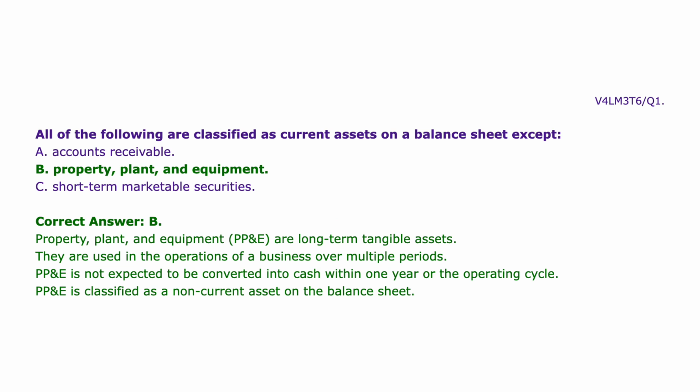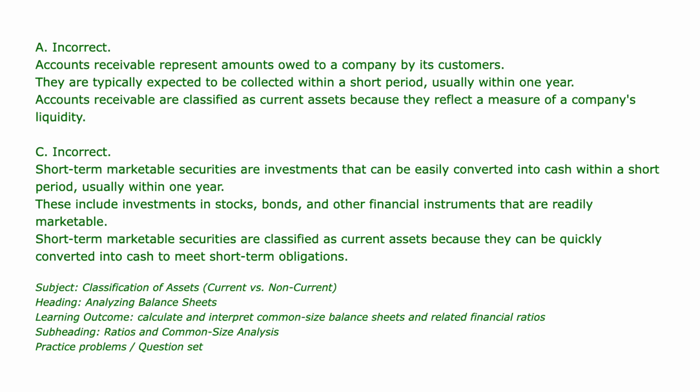Property, plant, and equipment, PP&E, are long-term, non-current assets used over multiple periods, not expected to be converted into cash within 1 year. A. Accounts receivable are current assets because they are collectible within a year. C. Short-term marketable securities are current assets because they can be quickly converted into cash.